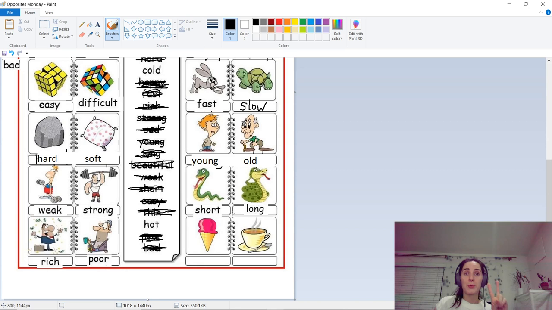Now, we have an ice cream cone and a cup of coffee. Cold, hot, hot, cold. And ice cream is cold. Correct. So let's take cold and move it here, which means the last word is hot. Okay, well, let's check to make sure we used all of the words.